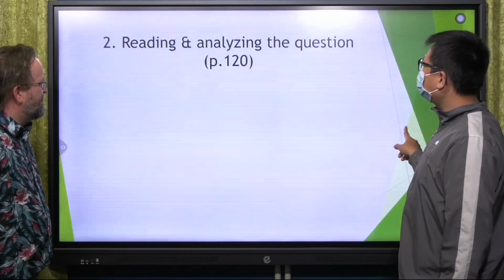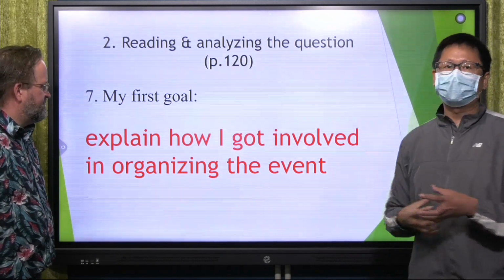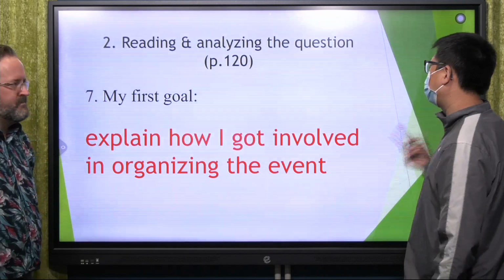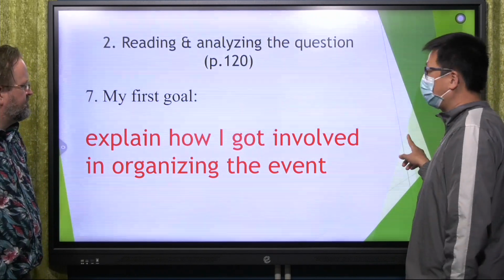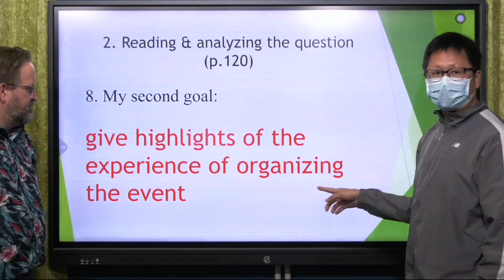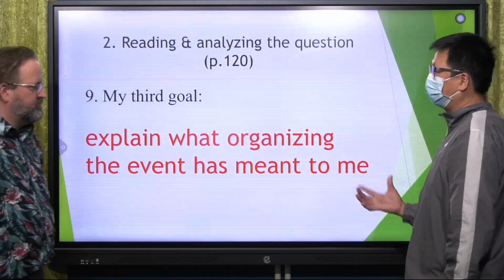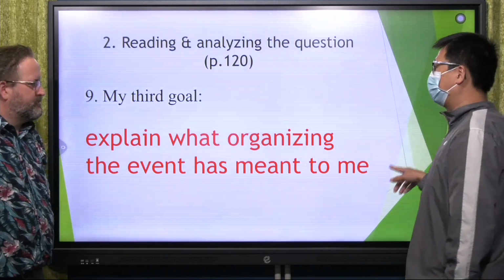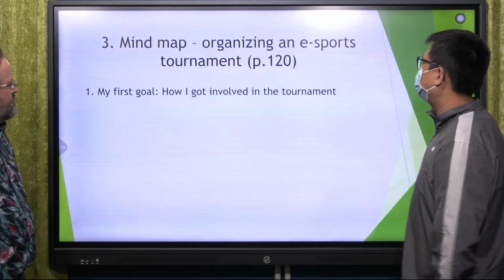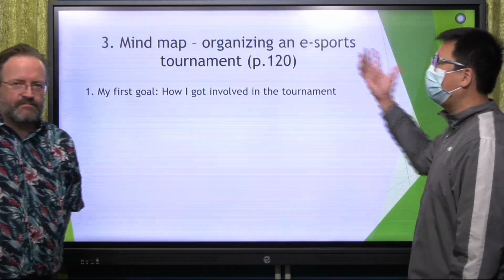And next one is first goal. Remember, this is the most important thing that you need to explain and deliver in your speech. In the first goal, you need to explain how you got involved in organizing the events. The second is highlights of the experience of organizing the events. And the next one is what organizing the events has meant to you. What have you learned from organizing these events? Now, in my map, there are 3 bosses. My first goal, how I got involved in the tournament, has any possible answer.